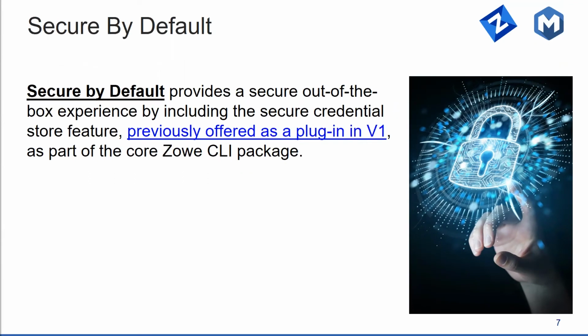The next feature is secure by default. And this is essentially, if folks are familiar with the secure credential store plugin that's available for Zowe V1 LTS, that feature is now part of the core CLI itself. So there will not be a V2 of the secure credential store plugin. It's just baked in as a core feature. And whether or not the secure credential store is in use is generally determined by whether or not you are storing a property in the secure array in your config.json.